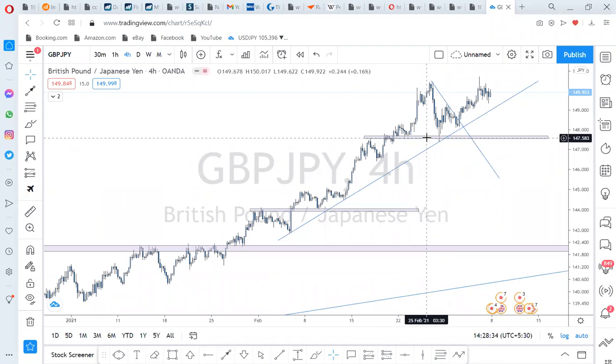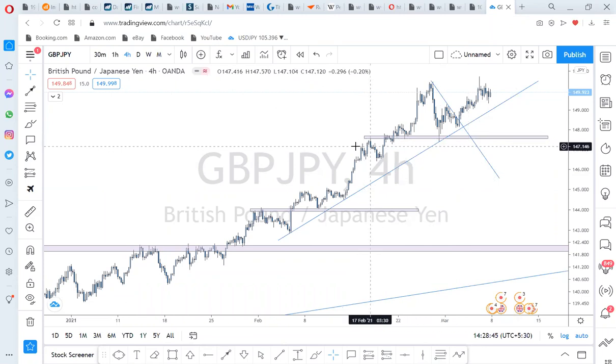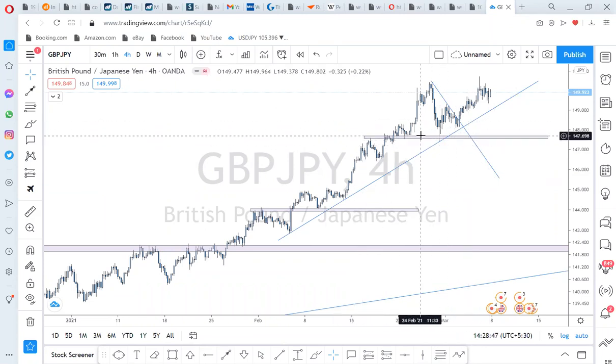Yes. Please, this is not a resistance turned support. This is a zone. A zone I drew from these highs. It's not a resistance for me. It's not a ceiling. I drew this zone after seeing the market get over here.